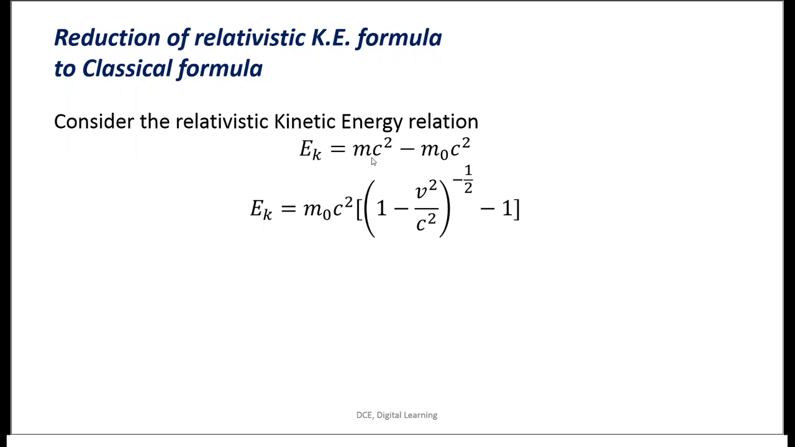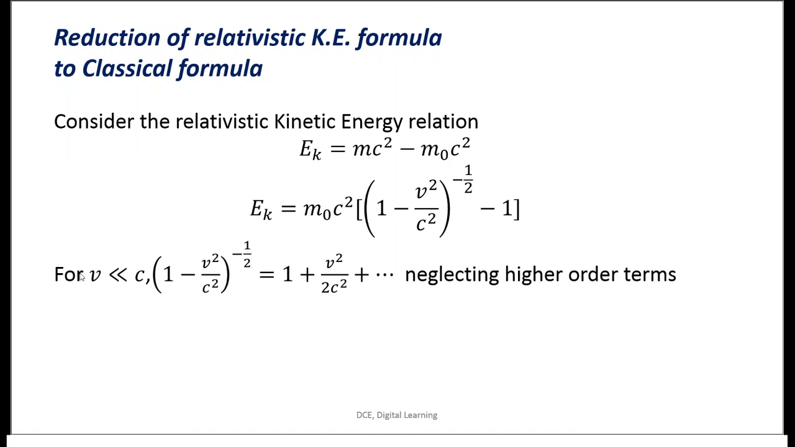So replacing m by m naught by square root of 1 minus v square by c square, and taking m naught c square common, we get inside the bracket (1 minus v square by c square) whole power minus half, minus 1. Then for a particle moving with a velocity very much lesser than the velocity of light, this part, 1 minus v square by c square whole to the power of minus 1 by 2, using binomial expansion we can expand like 1 plus v square by 2c square plus etc.